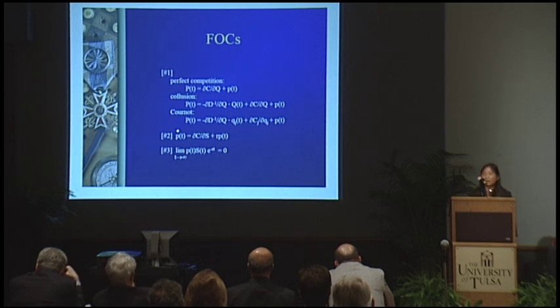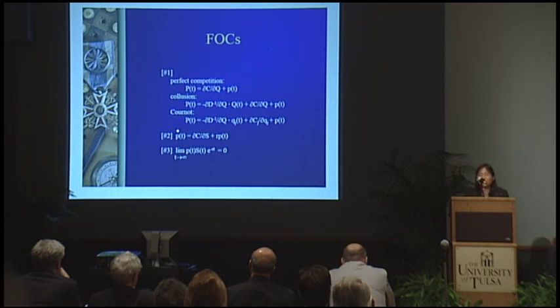And the markup varies a little differently depending on if you're in a perfectly collusive regime or in a Cournot oligopoly. And then the second first-order condition is an equation of motion for the shadow price, P, or the marginal user cost.